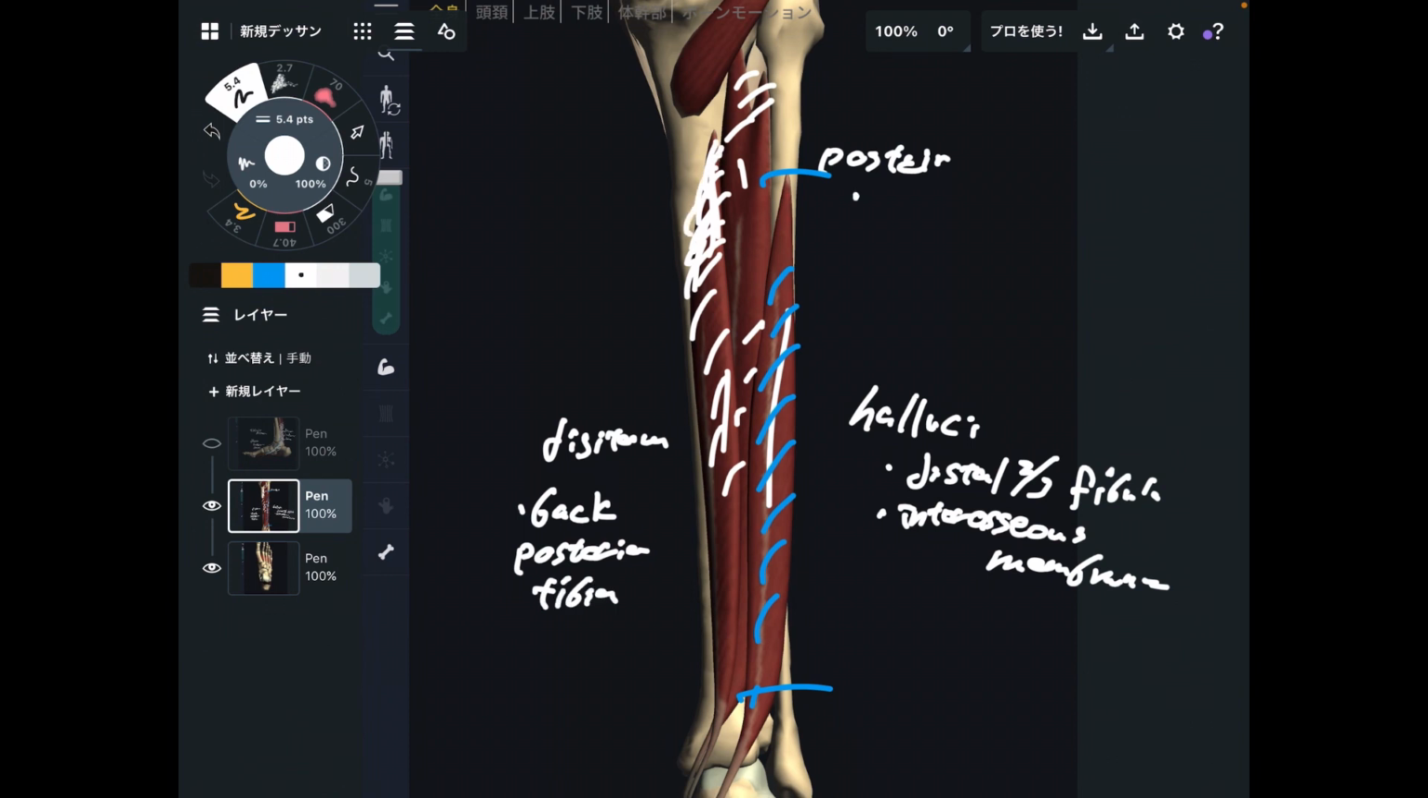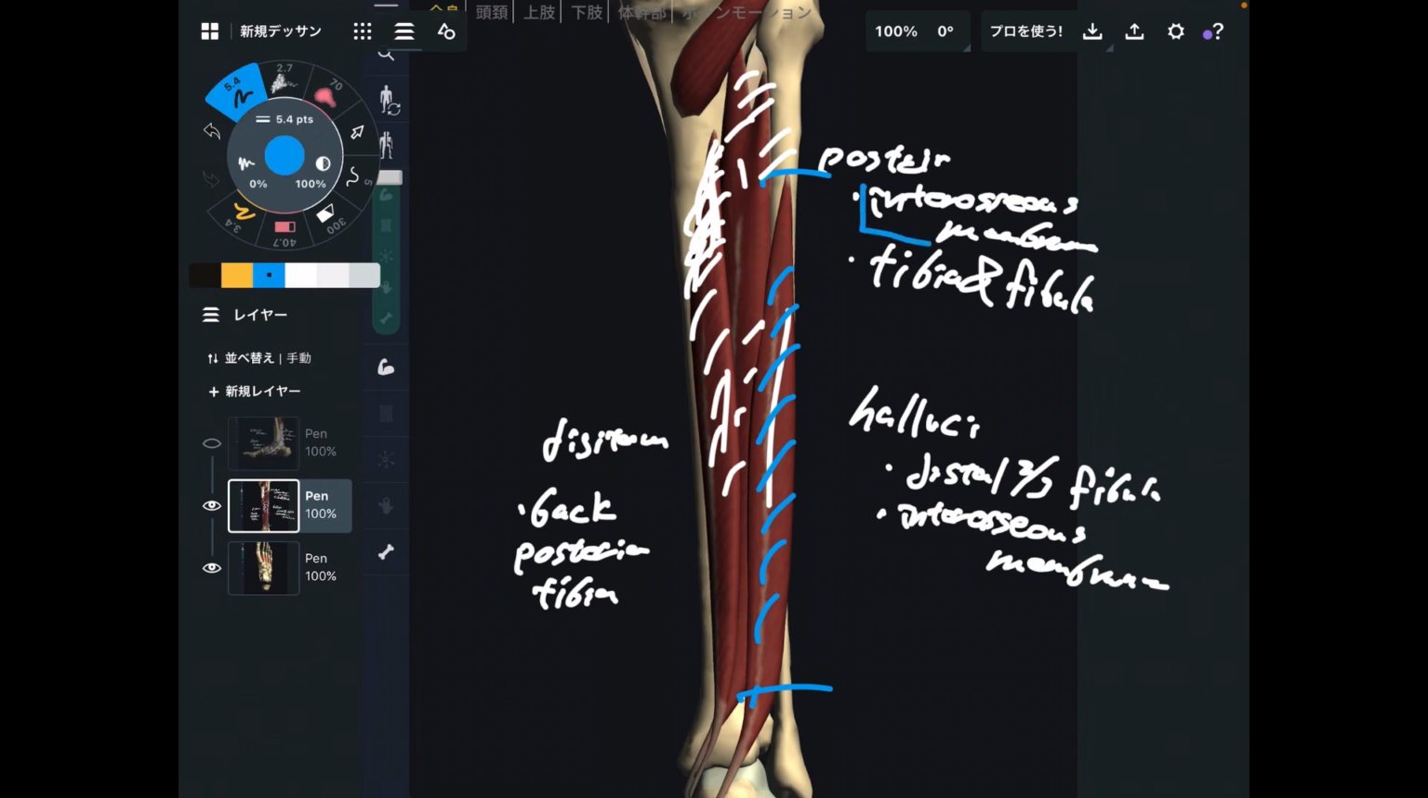Next one, tibialis posterior. This muscle also attaches to the interosseous membrane. Plus, this muscle attaches to both tibia and fibula. Interosseous membrane, and tibia and fibula. Okay, what is the interosseous membrane? Two muscles attach to this membrane. That membrane connects tibia and fibula.